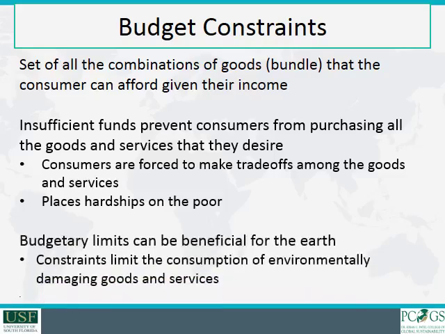On the positive side, constraints can be very beneficial for the earth, since they place budgetary limits on the consumption of certain goods and services that can be environmentally damaging, such as gasoline from oil or electricity derived from coal or natural gas, all of which can result in greenhouse gas emissions.